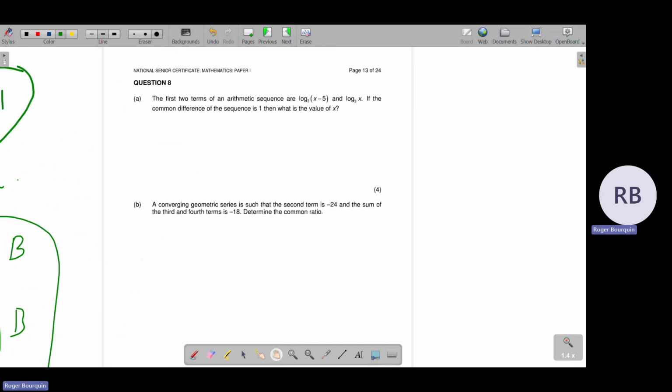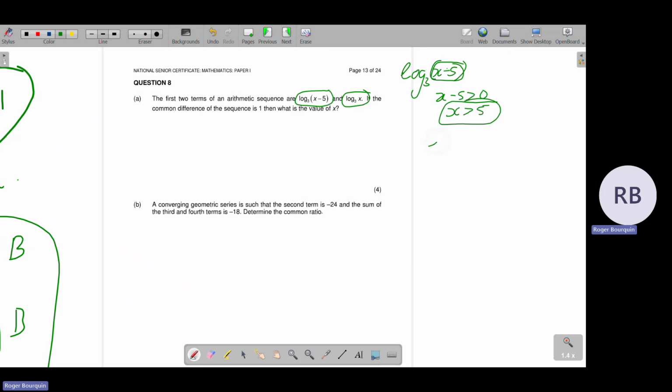I haven't given you that much space here. The other thing is your restrictions. What are you allowed to feed into a log? Only positive numbers. So when you get anything to do with logs, if you're solving for x, the first thing I would do is this. For log 3 of x minus 5, what goes into the log, which in this case is x minus 5, has to be bigger than 0. So your answer has to be bigger than 5, otherwise it's not valid.